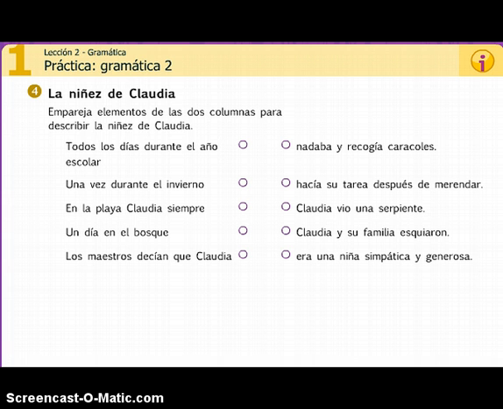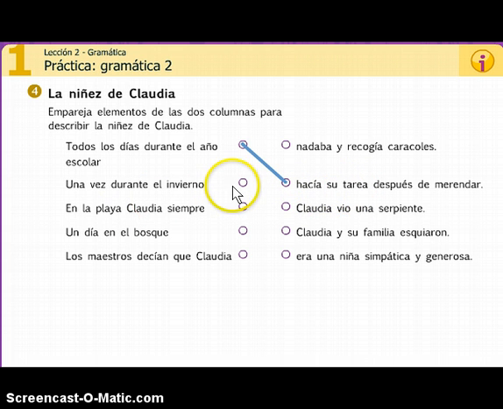Ok, ahora vamos a checar nuestras respuestas. Todos los días durante el año escolar. So todos los días reminded me that whatever I'm looking for in the second part is going to be in the imperfect. And then it says something about the school year. So I see over here in this one, I got an imperfect verb. Awesome. And it says something about homework.